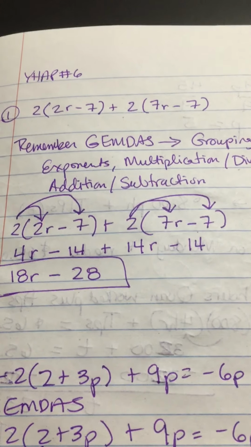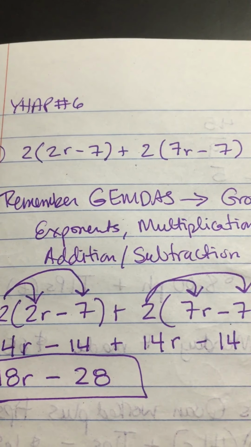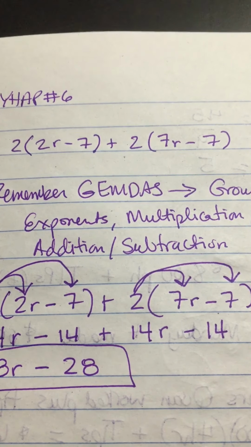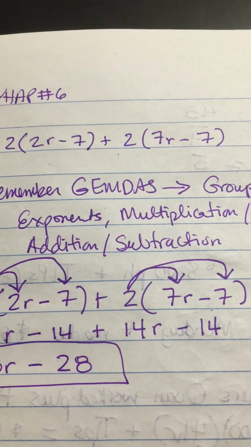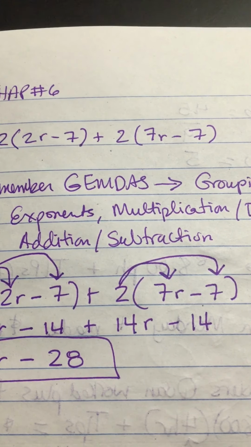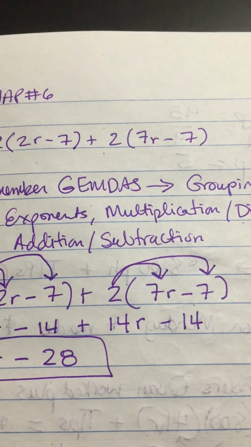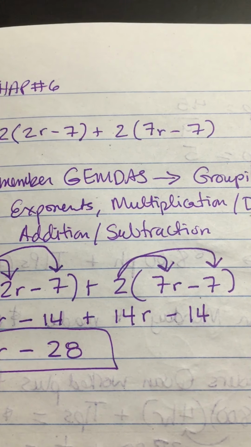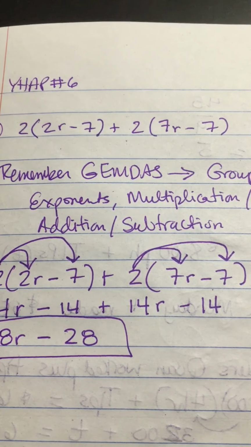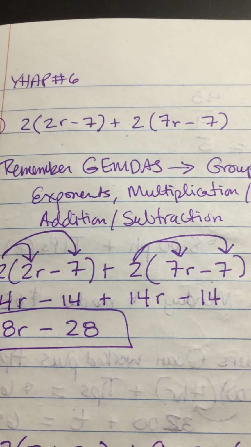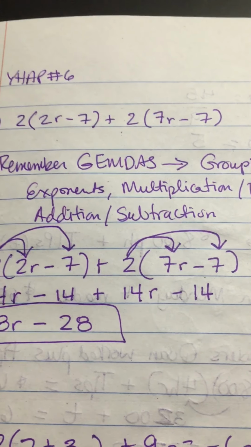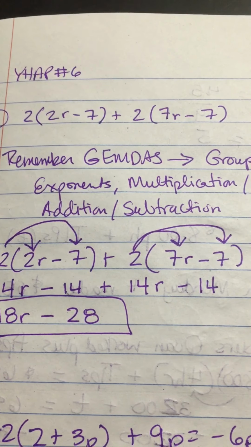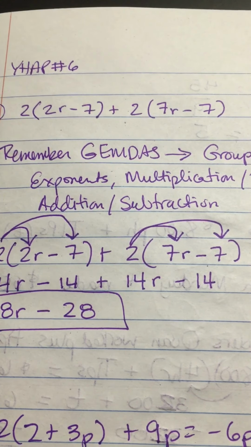Alright, so for our first one, we have the following problem: 2 times (2r minus 7) plus 2 times (7r minus 7). When we have problems like this one, the first thing we need to take into consideration is the order of operations. In other words, what are the steps that I should take in order to solve this problem?